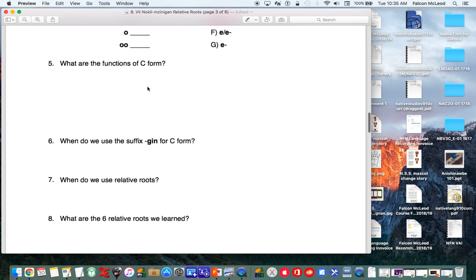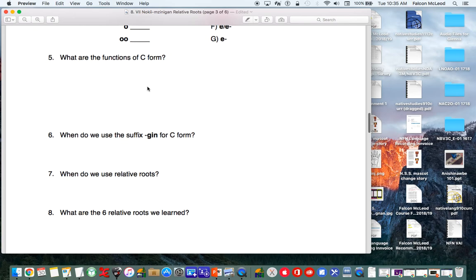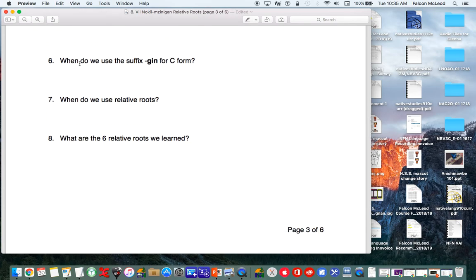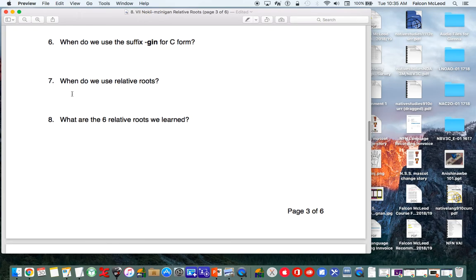All right. So what are the functions of C form? We went over that in the last lesson. They change verbs into nouns. They change things into past completed actions. We use them for grammar patterns and whatnot. So again, going back to the last lesson, when do we use the suffix gin for C form? So that's when we change verbs into plural nouns. This is the suffix we use. All right, so moving on into today's lessons. When do we use relative roots? So in the beginning of this lesson, we covered relative roots. We use them for talking about specifics in Ojibwe.